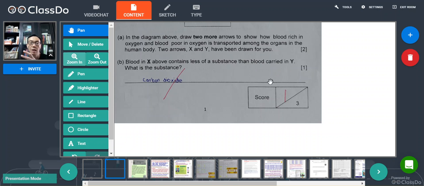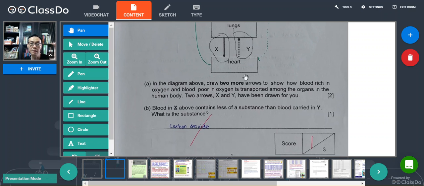So it means what is a substance that is in lesser amount in blood X here compared to Y, because we know that X is the blood that is just being filled with oxygen. So technically it will have less carbon dioxide. So this is the answer. So this is one of the questions I like to help students and parents to be more careful in answering.